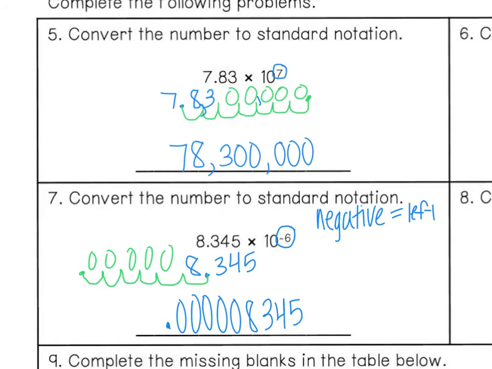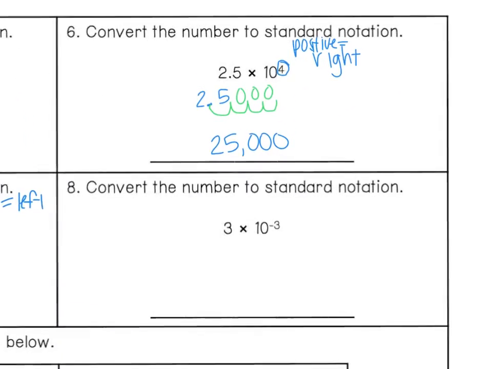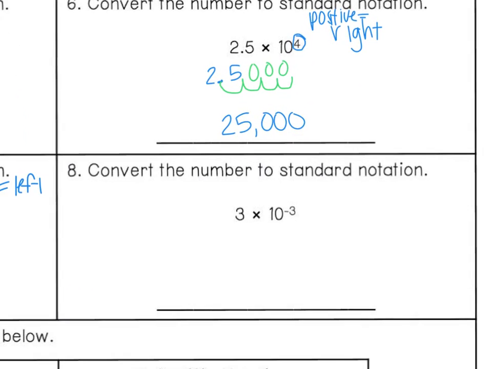All right. Next question. Convert the number to standard notation. So again, I look at my exponent. It's negative 3, so I'm going to go to the left because it's negative. And I'm going to go 3 places. So I have my number here, my decimal, 1, 2, 3. And I'm going to fill in my zeros.